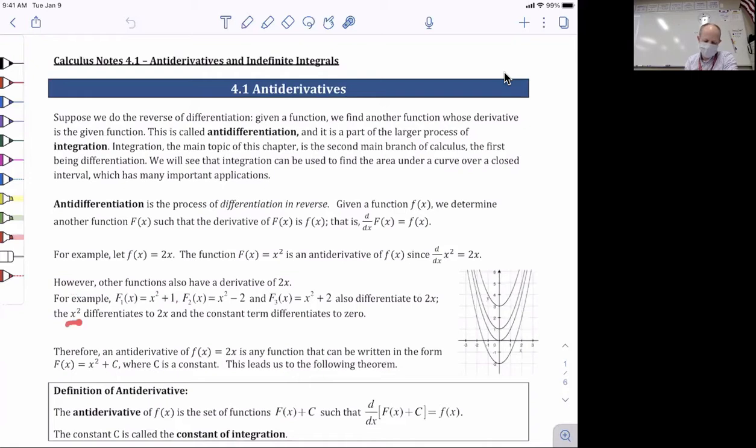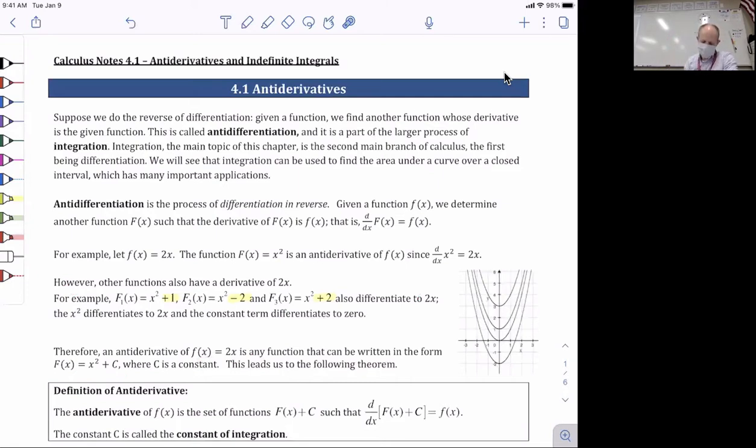The x squared part will differentiate to 2x, with the power out in front times what's there, knock the power down 1. And the constant term differentiates to 0. So that's why when we look at this plus 1, the minus 2, and the plus 2, they don't actually impact the derivative. And so it's always going to differentiate to 0. Therefore, an antiderivative of f at x equals 2x is any function that can be written in the form x squared plus c, where c is some constant. So that c value can be any constant.